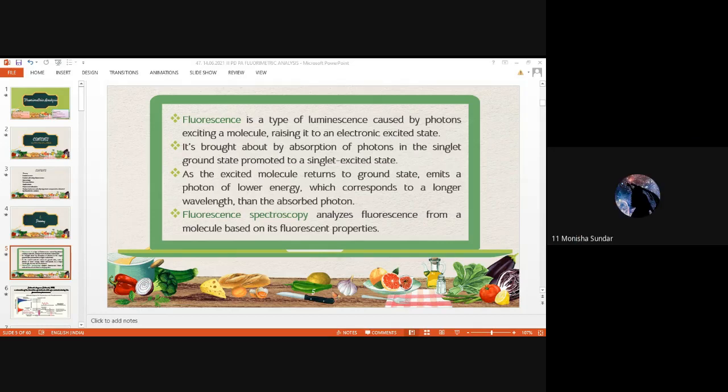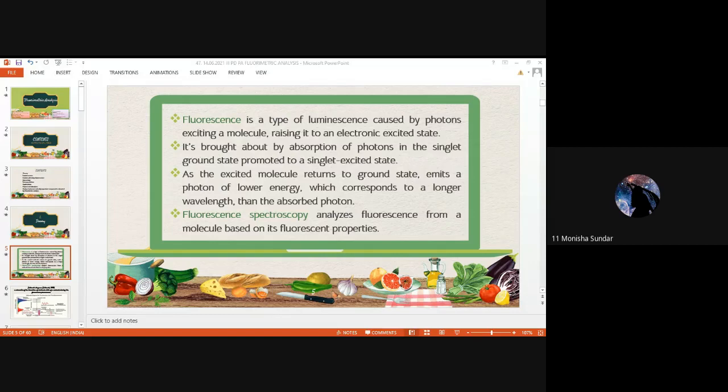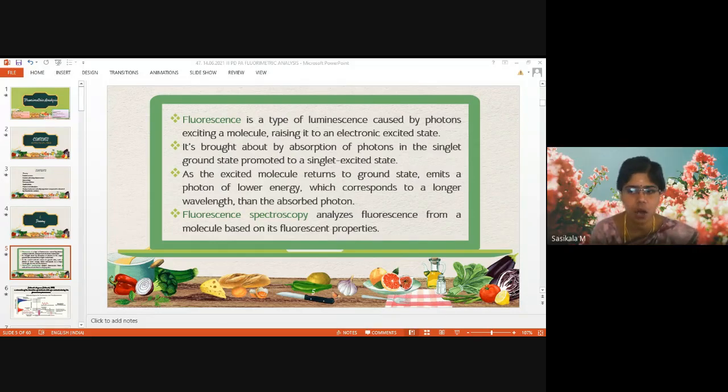UV is 200 to 400 nanometers, where visible is 400 to 800 nanometers. So they are longer wavelength radiations, right? The visible radiations are longer wavelength radiations, where UV is shorter wavelength. So UV radiation will be more energetic than visible radiation.